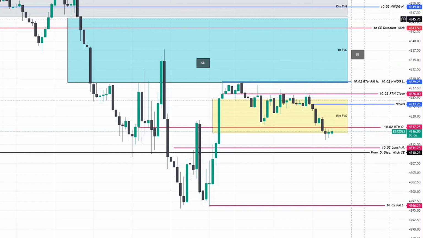Okay, so these are the two levels I'm going to watch like a hawk in Tuesday. The New York midnight comes in at 43.23.25. The RTH in red here, 43.17.25, is the RTH prior day open for Monday. The prior day lunch high is 43.11.75. Below that, I've got the PM low for 42.96.